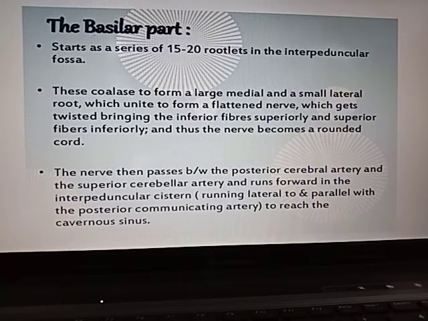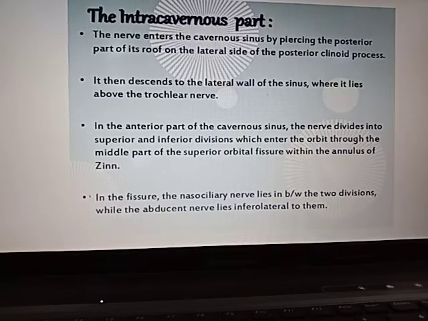And at this part, after coming out of the brain, the nerve takes a sheath of the pia mater. Here it passes between the posterior cerebral and the superior cerebellar artery and runs forward in the cisterna interpeduncularis, lying on the lateral side of the posterior communicating artery. Then they come to the intracavernous part. After the cisterna interpeduncularis, it enters the cavernous sinus. It pierces the arachnoid mater, lies in the interval between the free and attached border of the tentorium cerebelli, and finally enters the cavernous sinus by piercing the dura mater on the lateral side of the posterior clinoid process of the sphenoid.